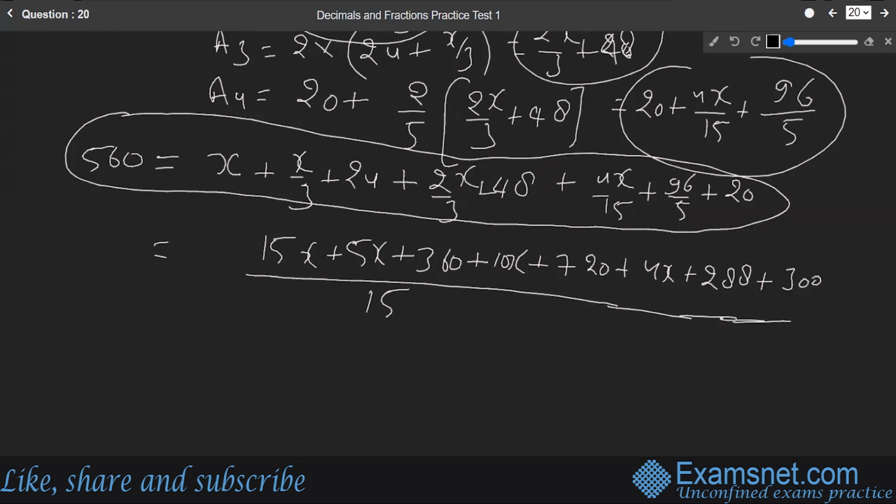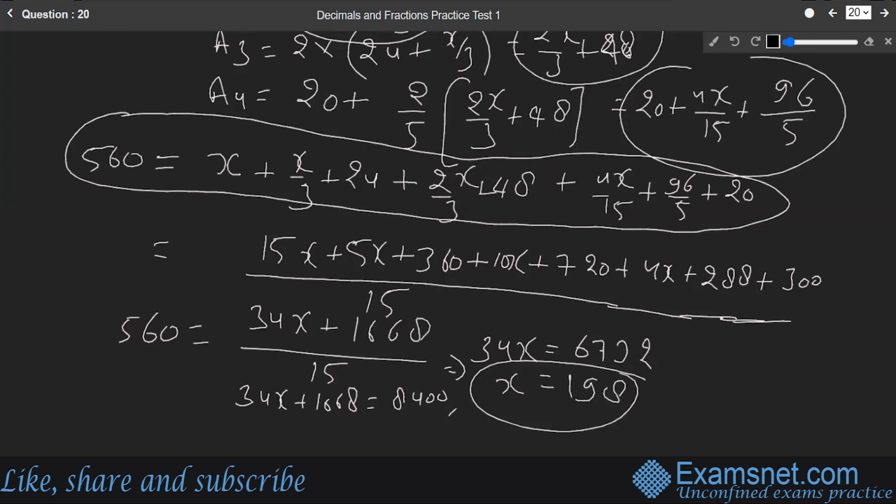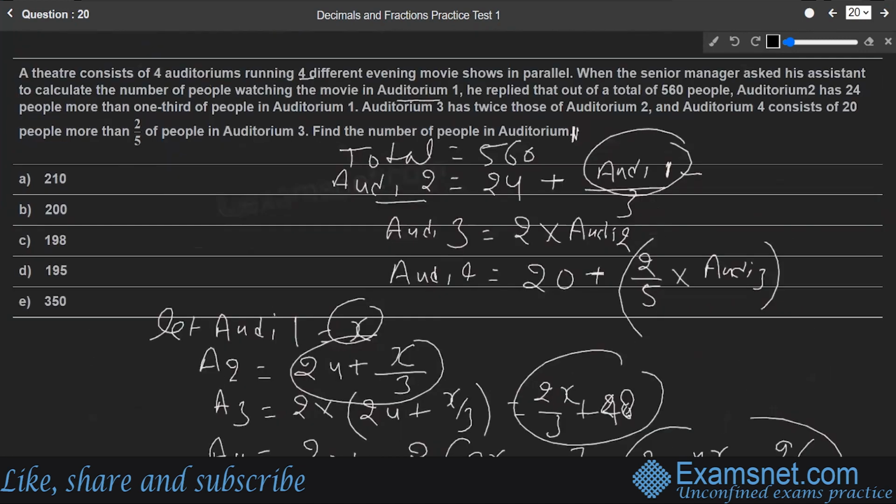We need to solve for x. If we do that, we reach 560 equals 34x plus 1668 divided by 15. If we solve this further, we get 34x plus 1668 is equal to 8400. If we further solve this, 34x comes out to be 6732, which will give us x as 6732 divided by 34, which is nothing but 198. So that is the value of x. That is the number of people in auditorium 1. That is 198. Option C is right.